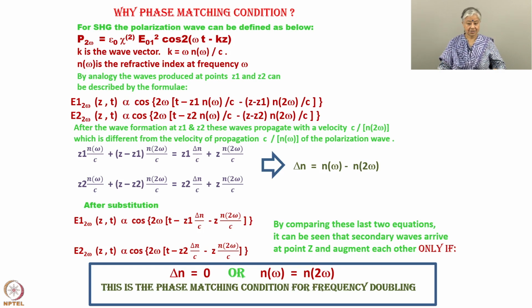So, this is the condition, and that is what we want in generation of the second harmonic beam. We want the primary beam to convert all its energy into the secondary beam. We want an intense second harmonic beam. That is our aim. Okay. And it can be done only when the phase matching condition is achieved. So, you understand why the phase matching condition is very, very important in order to get an intense second harmonic generation. Okay.